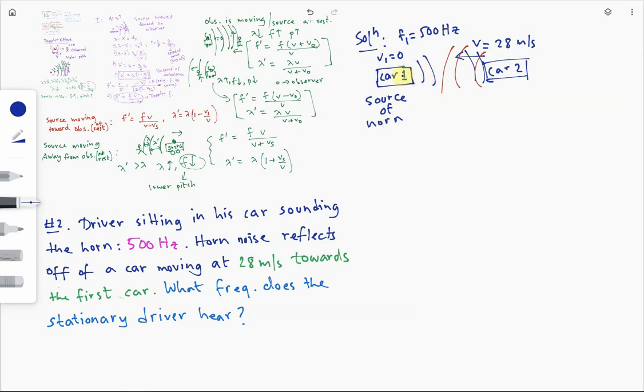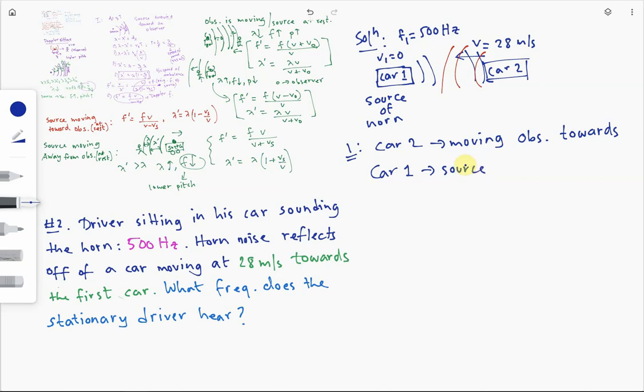First, this guy is sounding the horn, and the waves produced by that horn go off and hit the second car. Now the second car is an observer in that case, right? In that scenario, let's call it scenario 1, car 2 is a moving observer, because it's not the source, it is getting blasted with horns. So car 2 is the moving observer moving towards the source, which is car 1.